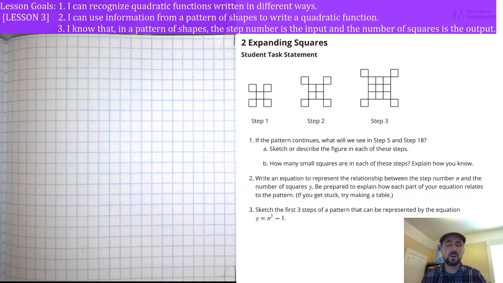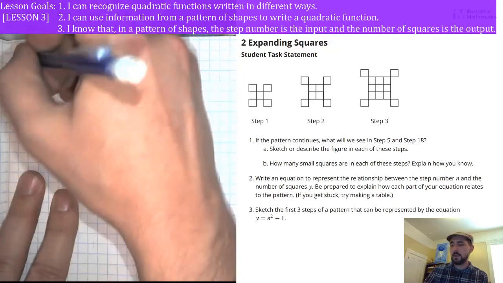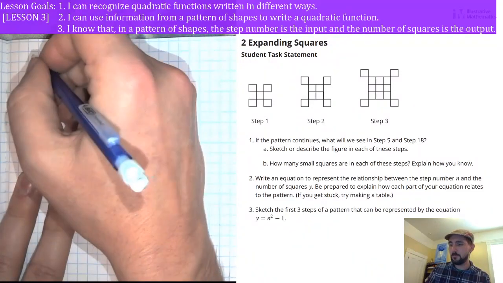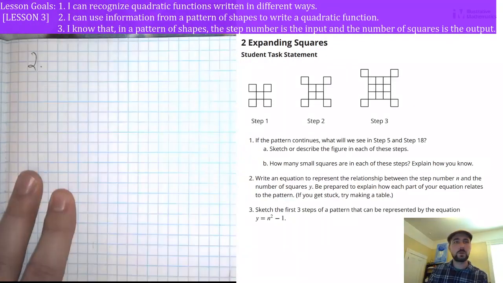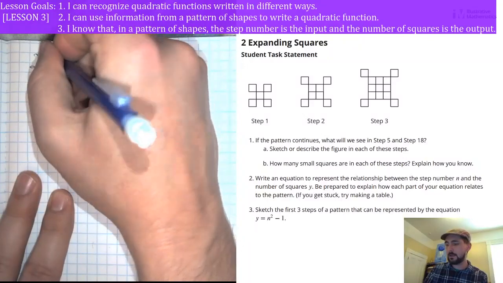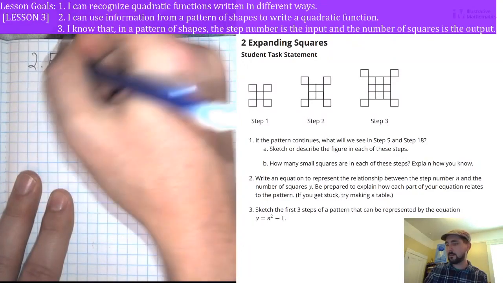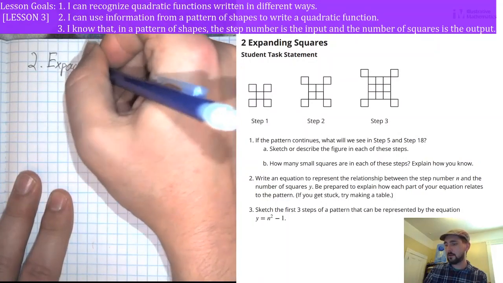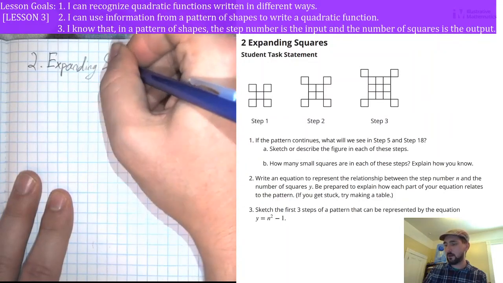Hi everybody, welcome to part 2 in lesson 3, and this problem is titled 2, Expanding Squares.